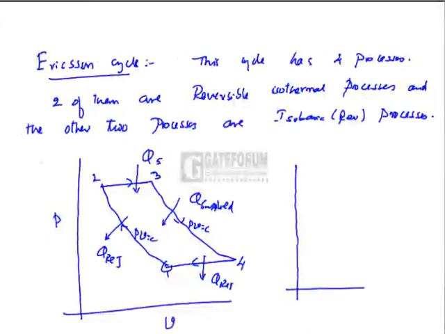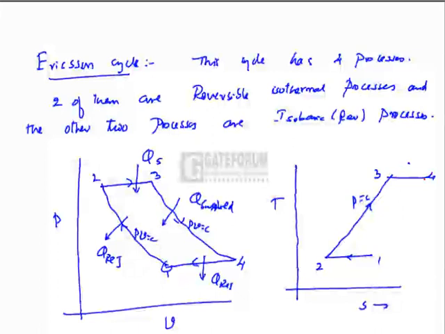The cycle could be represented on TS plane like this. 1 to 2 is isothermal heat rejection, 2 to 3 is constant pressure heat supply, 3 to 4 is isothermal expansion, 4 to 1 is isobaric heat rejection.